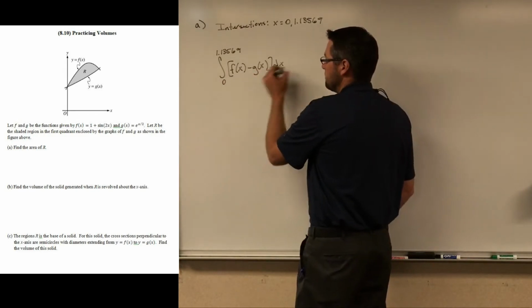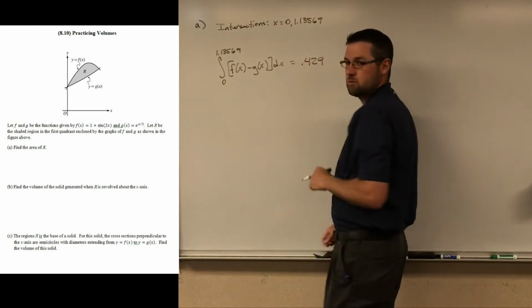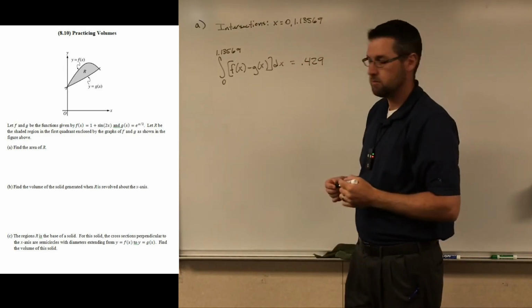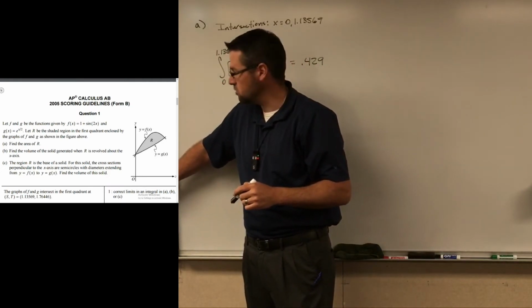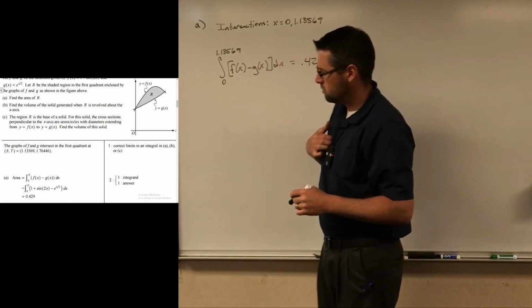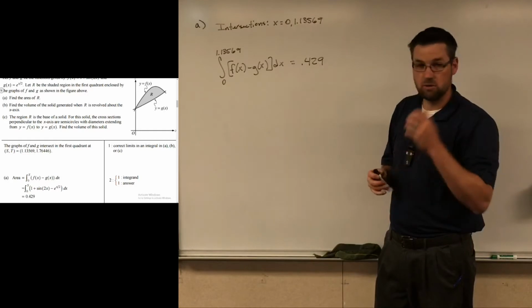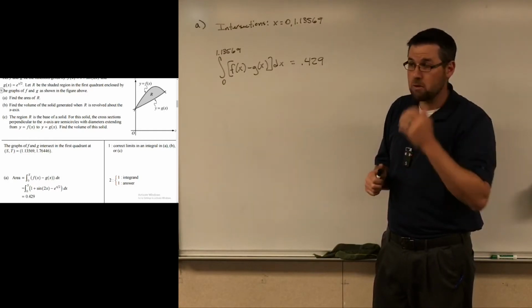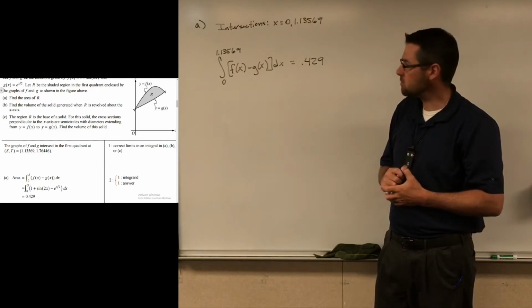What did you guys get there? 0.429. Is that okay? Who didn't get that? You did get that? What did you get? Did you set it up like this? With the correct units? Points of intersection, probably wrong.